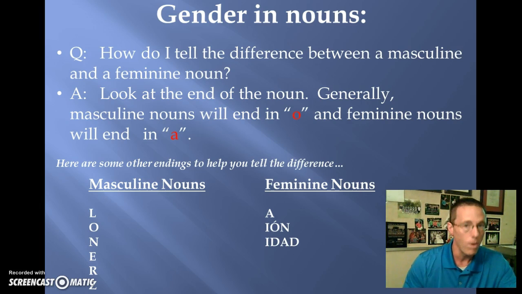We'll talk a little bit more in class, of course, about the difference between masculine and feminine and when to use definite articles, el versus la, and we'll be practicing that in class as well. Make sure to study all of your vocabulary in advance. Make sure to take a little bit of time each evening.